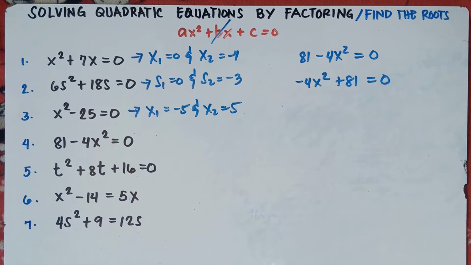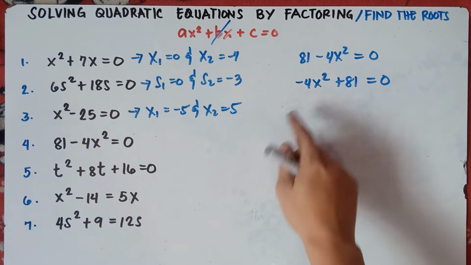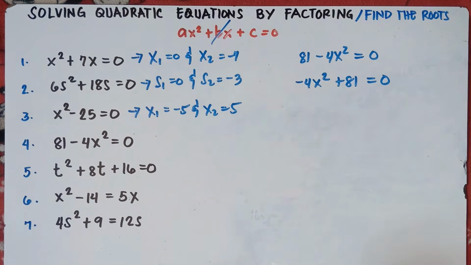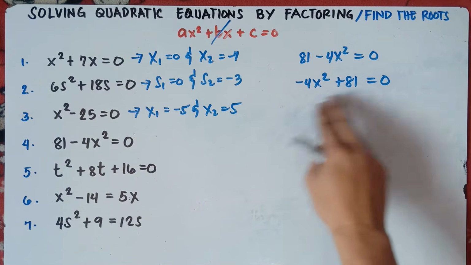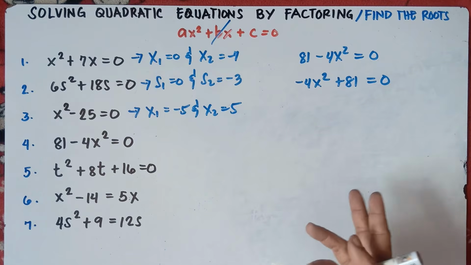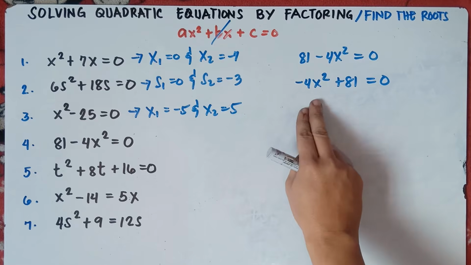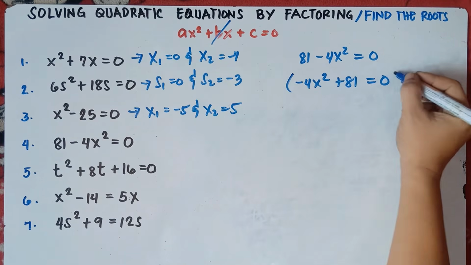Now, once again, it's hard for us to factor the equation if the number before the quadratic term is negative. So what we will do is multiply both sides by a negative number, that would be negative 1, so that the quadratic term will be positive. So you multiply both sides by negative 1.